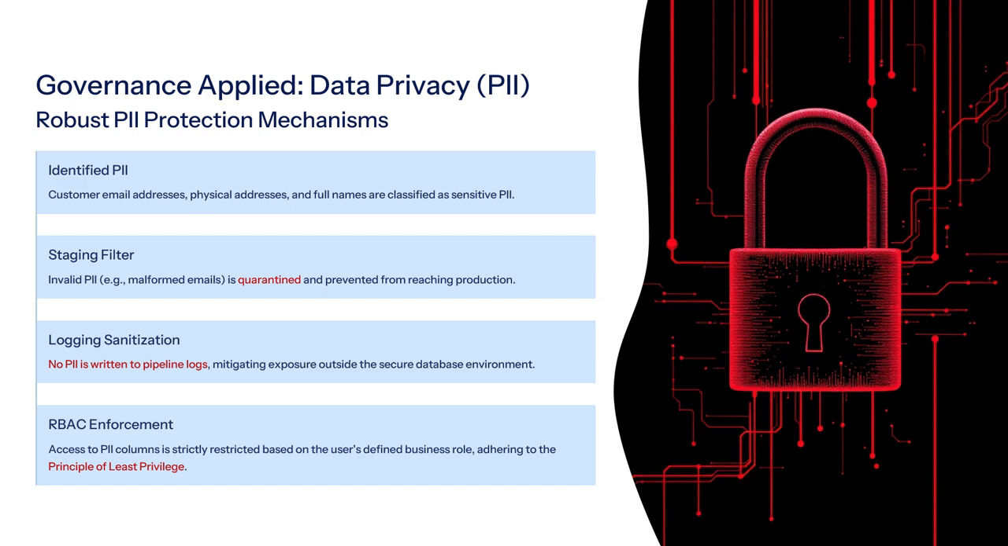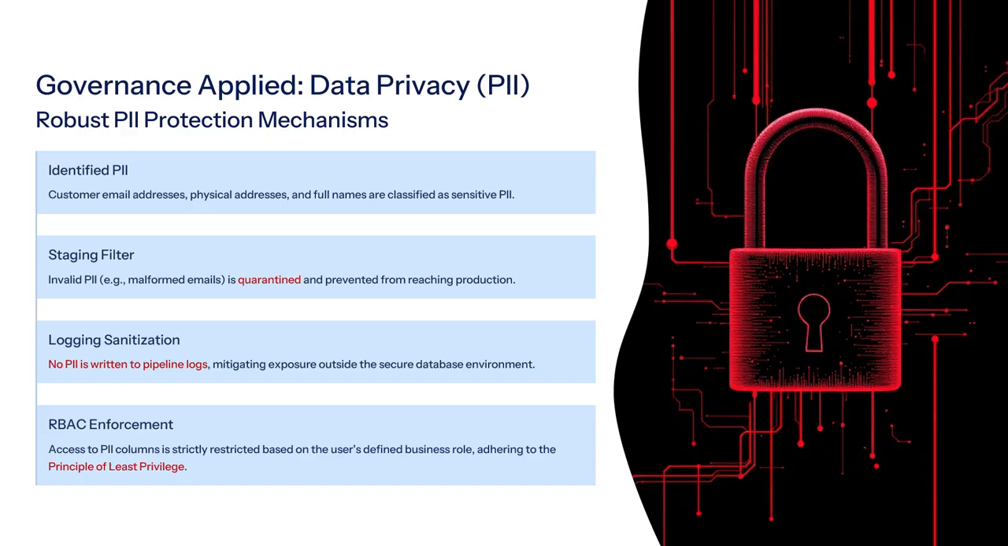So PII is personally identifiable information and must be handled with extreme care. The identified PII in our system includes customer email addresses, physical addresses, and full names, which are sensitive PII. Staging filter: invalid PII, like malformed emails, which we saw were quarantined and prevented from reaching production. And logging sanitization: no PII is written to pipeline logs. This helps mitigate exposure outside the secure database environment.